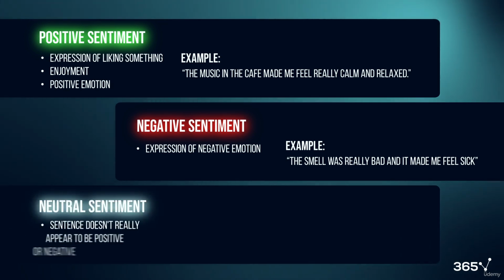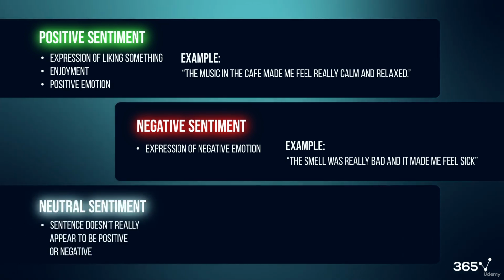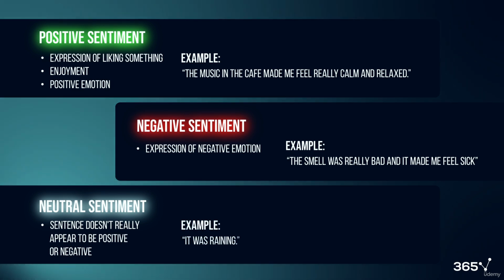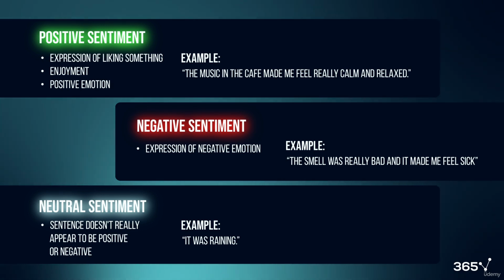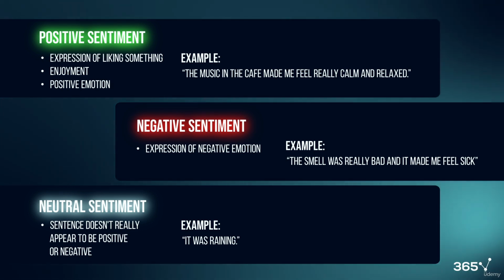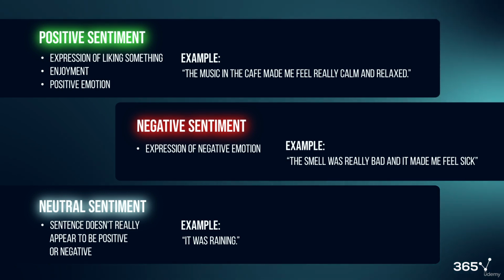There's also neutral sentiment. So if a sentence doesn't really appear to be positive or negative, it sits somewhere in the middle, we could say this has a neutral sentiment. For example, the phrase, "It was raining." There's no emotion expressed here about the rain, it's just a factual statement, so this would be a neutral sentiment.